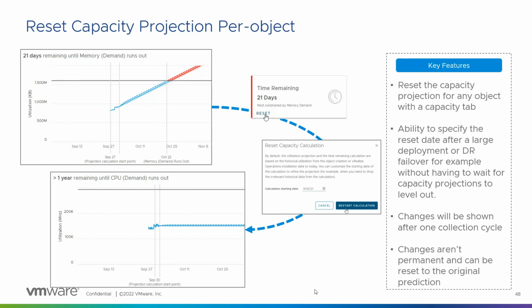You just go in there and say reset the capacity calculation start point, and you'll notice that line show up in the chart. You'll see the new projection calculation start point, and you can even go back and change it again. After you do it, you can change it to something further in the past if you wanted to, or something closer to now. So there's a lot of flexibility there. So hopefully that helps make sense.